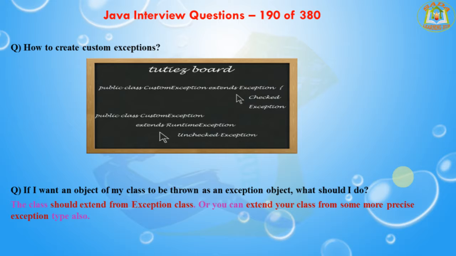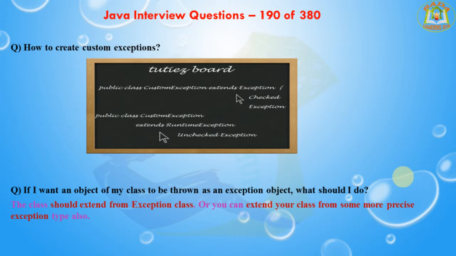First, we can create our custom exception by extending from the exception class. The next question is, if I want an object of my class to be thrown as an exception object, what should I do?